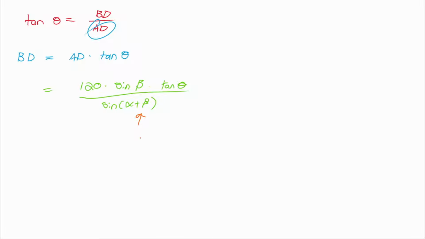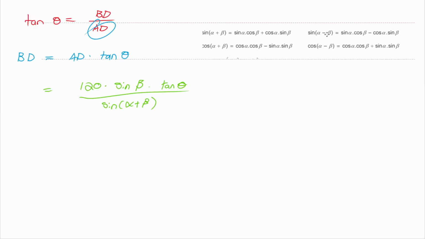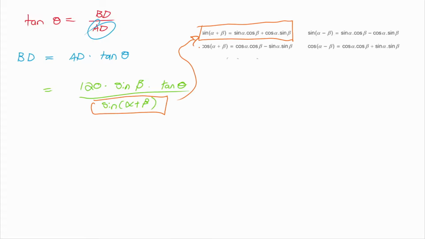So the memo wants you to simplify this out, okay? What I mean by that is we're going to have to be using one of these. Yeah, and you can see that this thing over here matches perfectly with that. So technically we're not done here yet, even though BD is now just in terms of alpha, beta, and theta. We actually need to expand this out.